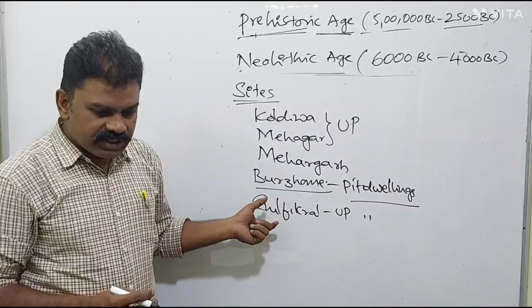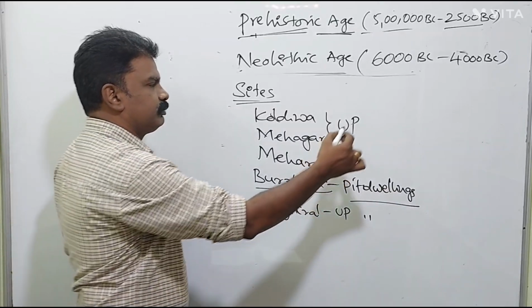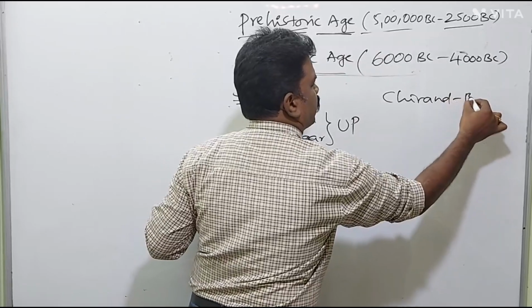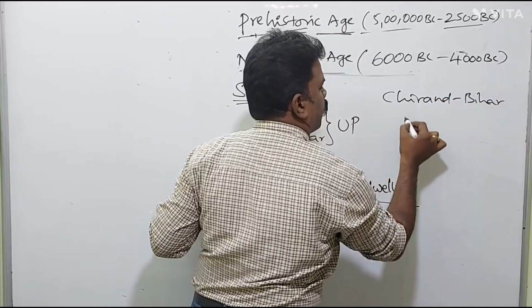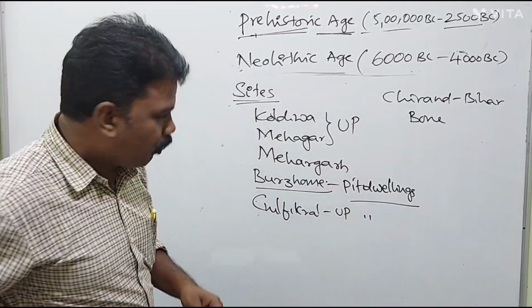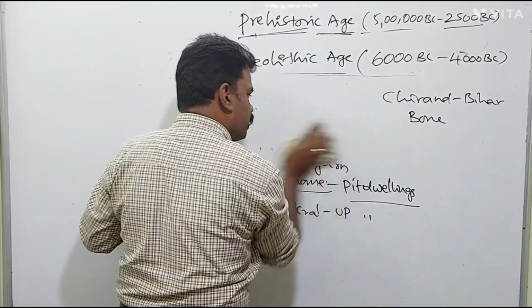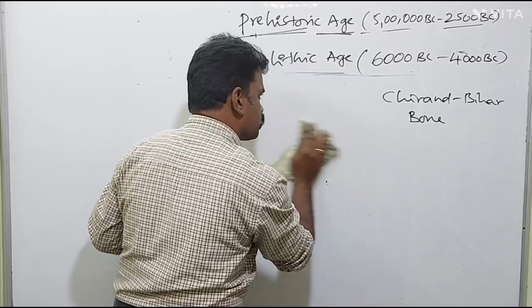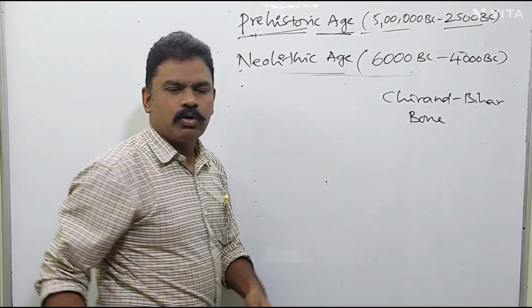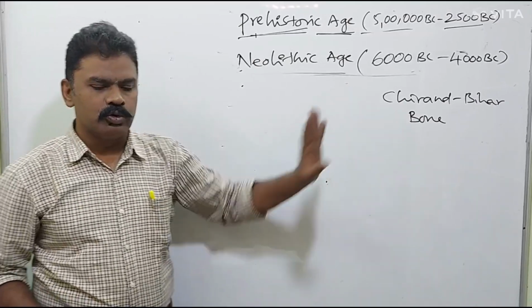Along with this, Chirand is an important place, found in Bihar. A large number of bone tools and bone needles were found. Bones were used for making tools here. It is the most important site in Bihar.